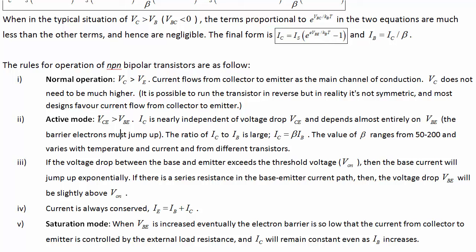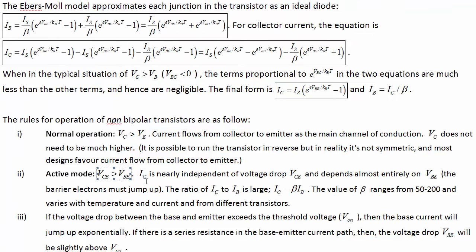So VCE, collector relative to emitter, is bigger than the voltage of the base relative to the emitter. This is all again for an NPN. If we were talking about a PNP, we would reverse that. So in this situation, then the collector current is actually independent of the collector emitter voltage drop. Well, not quite. We'll look at some curves that show some deviations from that. But it's basically independent of that and depends mostly on the base emitter voltage.